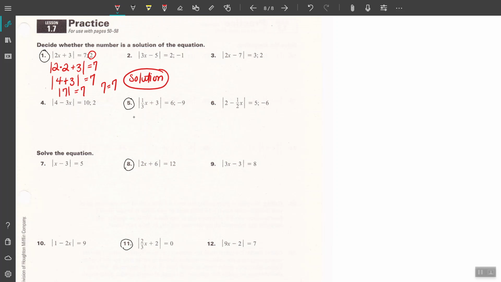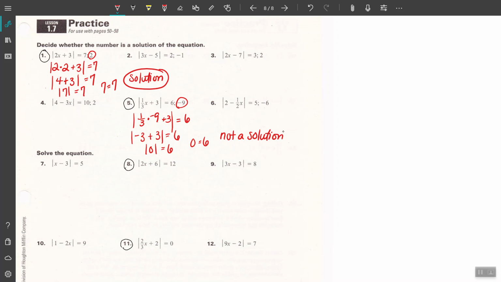On number 5, we'll do the exact same thing. We're going to evaluate at x of negative 9. And I'm going to follow order of operations again. These work just like parentheses, like I said in number 1. And we end up with a 0 inside of our absolute value symbols. Absolute value of 0 is 0. So we end up now with a false statement. 0 does not equal 0. So then we can say no, negative 9 is not a solution.